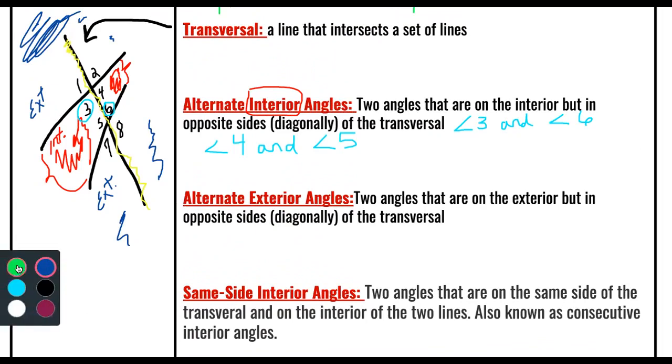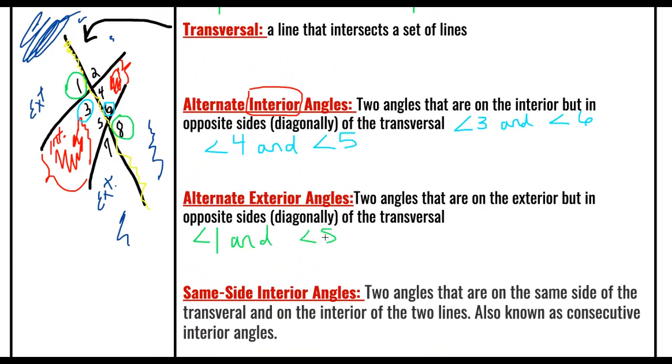So if we use angle 1, it's in the exterior. Which one is alternate? That would be 8. Okay, because they have to be on two different sides of the transversal and in opposite position. 2 doesn't work, they're side by side. 1 and 7 can't work because they're on the same side of the transversal. So alternate exterior angles would be 1 and 8. And also 2 and 7. Okay.